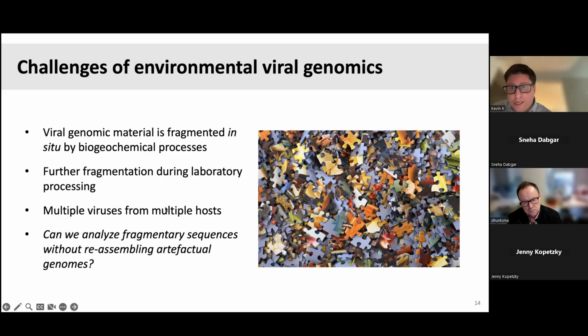Another major challenge is that the viral genomes are fragmented. This happens in the environment through a number of different biogeochemical processes, but it also happens in the laboratory during our processing of the specimens. And this fragmentation is really a problem because we expect environmental specimens to contain multiple viruses from multiple infected hosts. And we need to be sure that we can analyze these fragments without accidentally putting them together incorrectly and creating artificial fictitious genomes that didn't actually exist in the specimen.